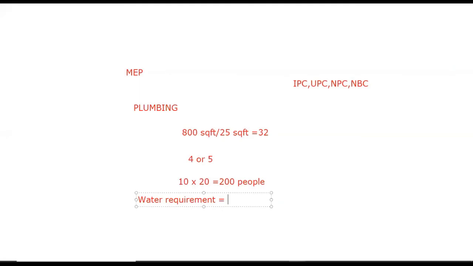Always, if it is a residential building, then we need to consider 200 liters per head per day. So it's a standard. What I am suggesting is from UPC and NPC. For a residential type of building, always you have to consider the minimum water requirement as 200 liters per head for a single person in a day.